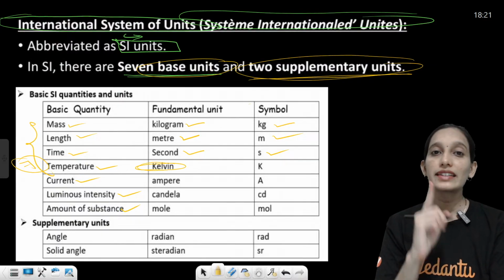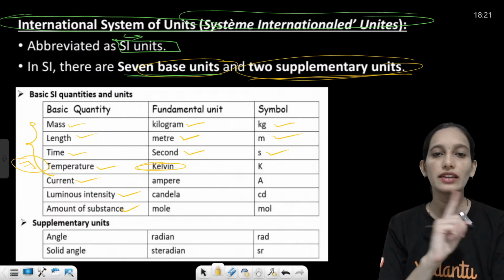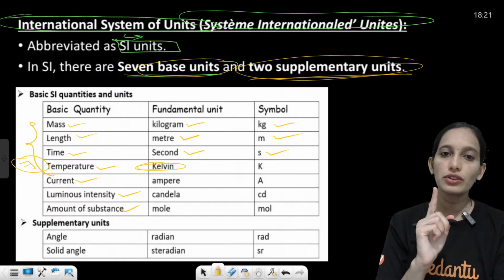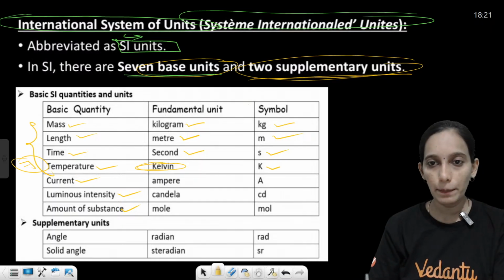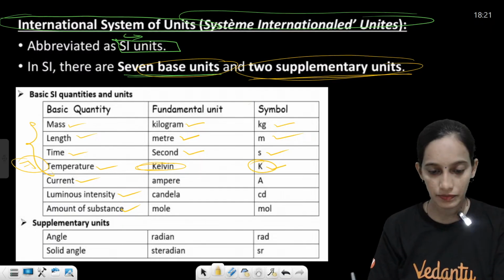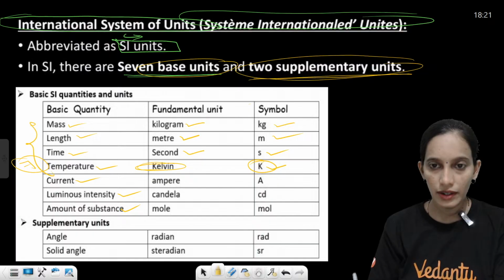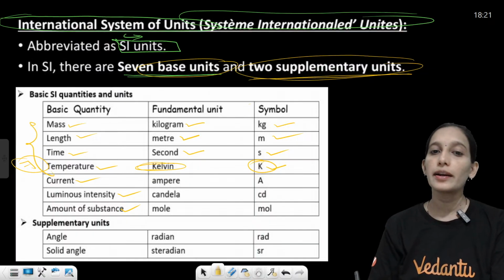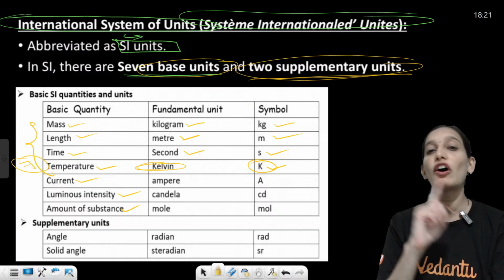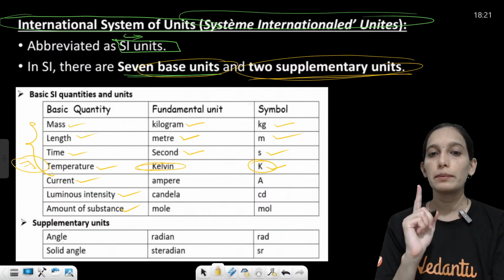Make sure it is Kelvin and not degree Celsius or Fahrenheit. The SI unit is Kelvin, and capital K is the representation for temperature. Small k is wrong. It should be capital K.